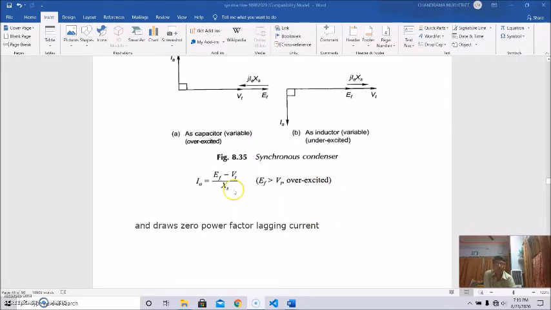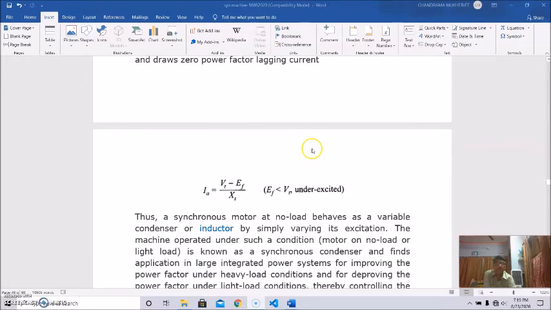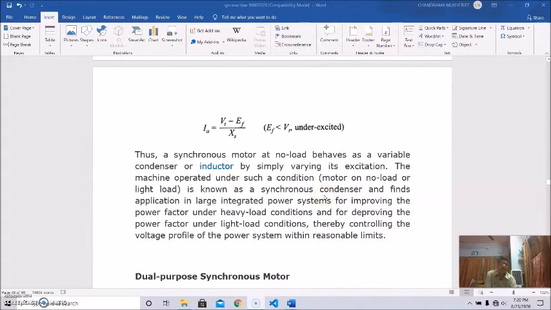IA equals (EF minus VT) by Xs. EF is larger than VT for overexcited, and it draws zero power factor leading current, and IA equals (VT minus EF) by Xs when EF is less than VT, that is underexcited. Thus a synchronous motor at no load behaves as a variable condenser or inductor by simply varying its excitation.